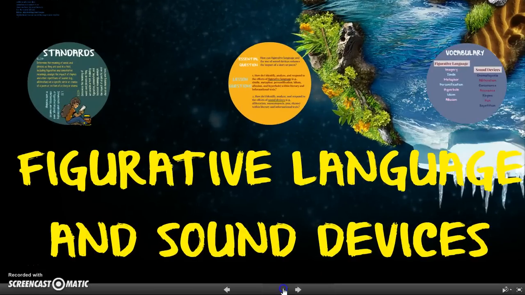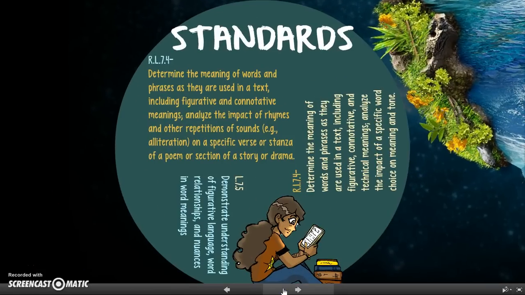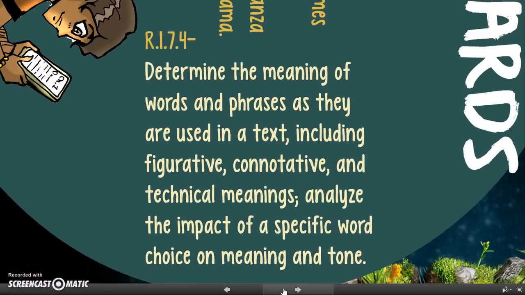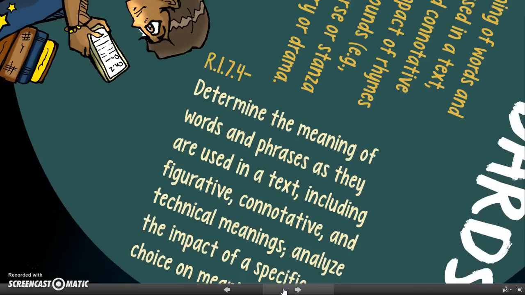So we're working on figurative language and sound devices, and our standards. RL 7.4: determine the meaning of words and phrases as they are used in a text, including figurative and connotative meanings, which you should know connotative means. Analyze the impact of rhymes and other repetitions of sounds on a specific verse or stanza of a poem or section of a story or drama. Then we have RI 7.4: determine the meaning of words and phrases as they are used in a text, including figurative, connotative, and technical meanings. Analyze the impact of a specific word choice on meaning and tone, which we've been working on.